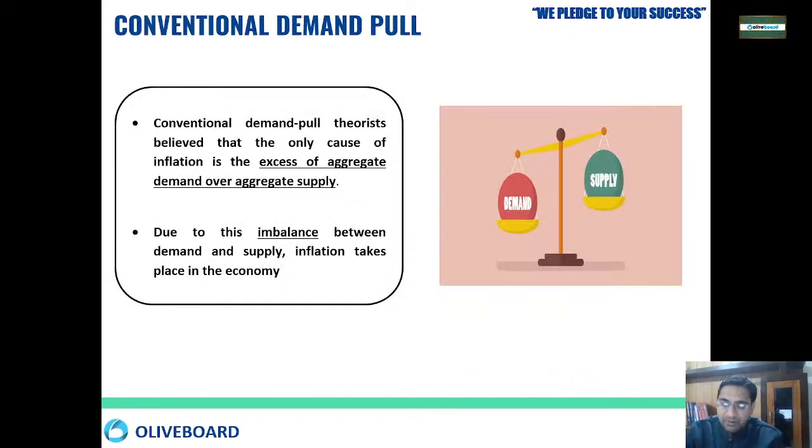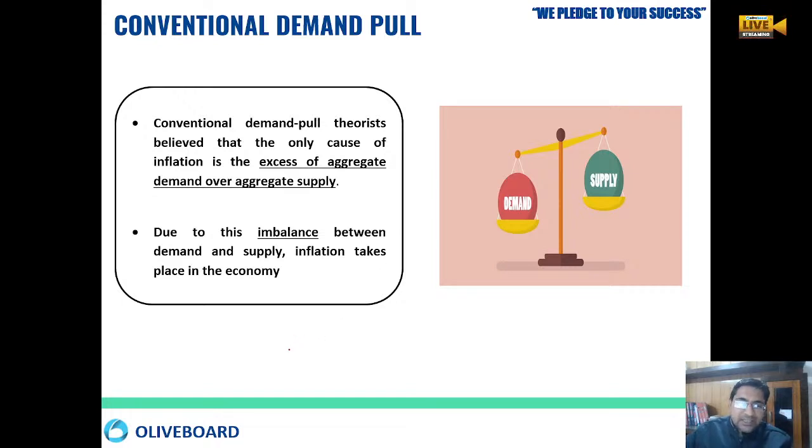Then comes the second type of inflation, conventional demand inflation. Whenever you have excess demand and your supply is less, prices will increase.